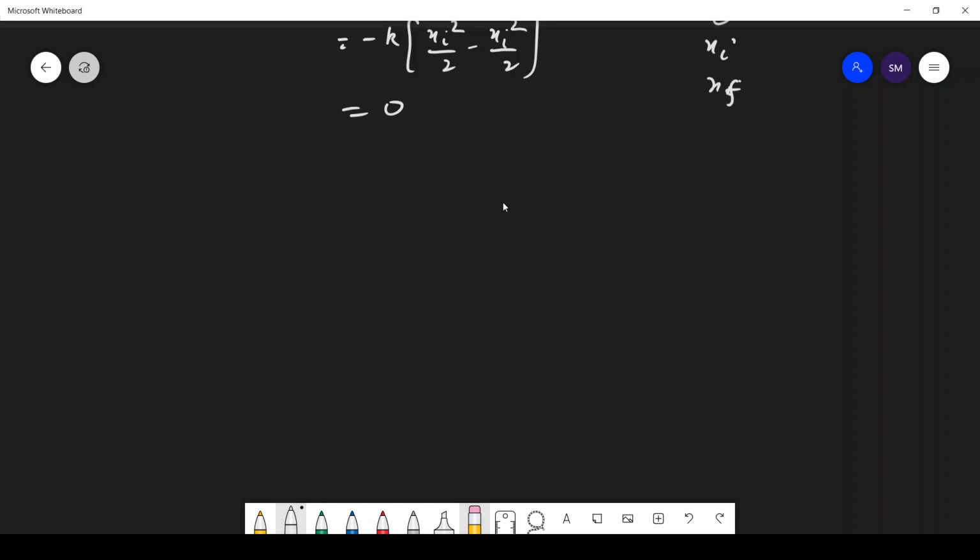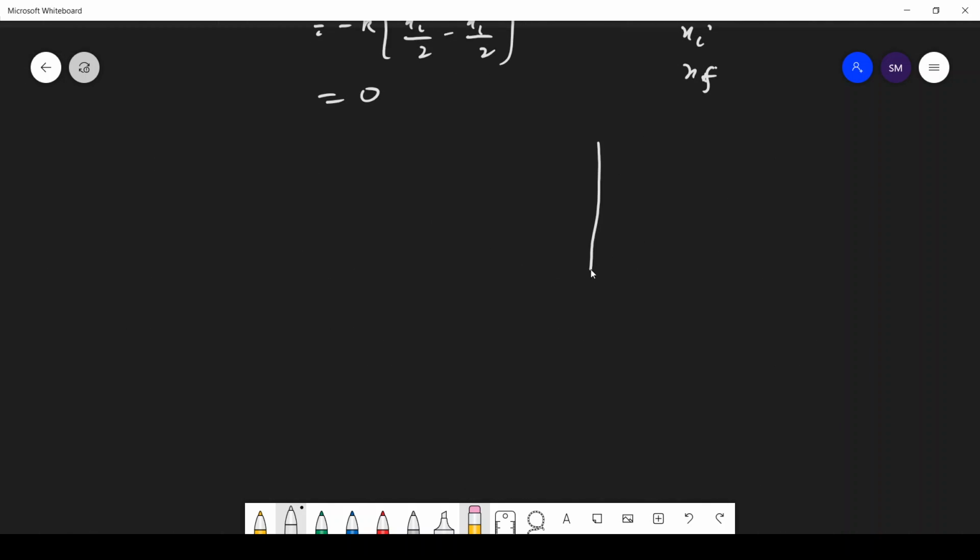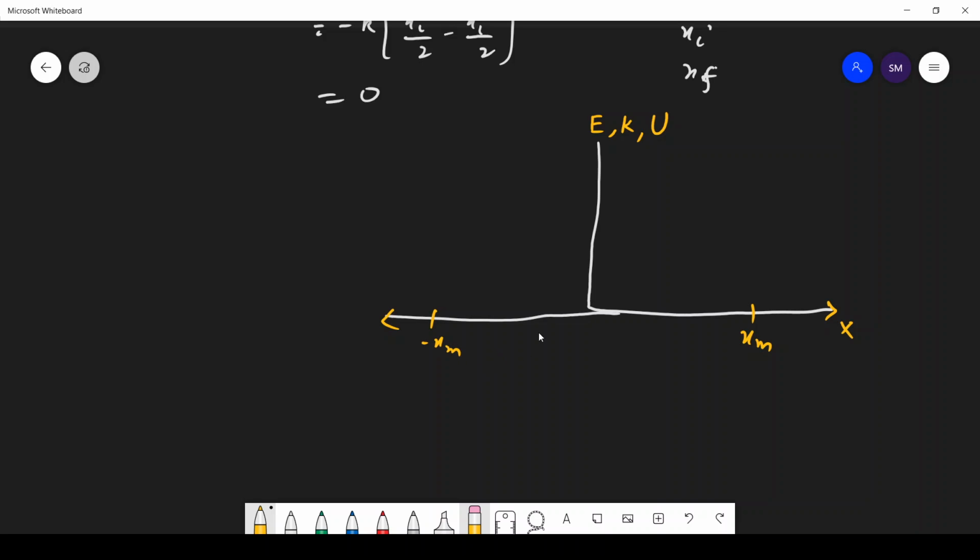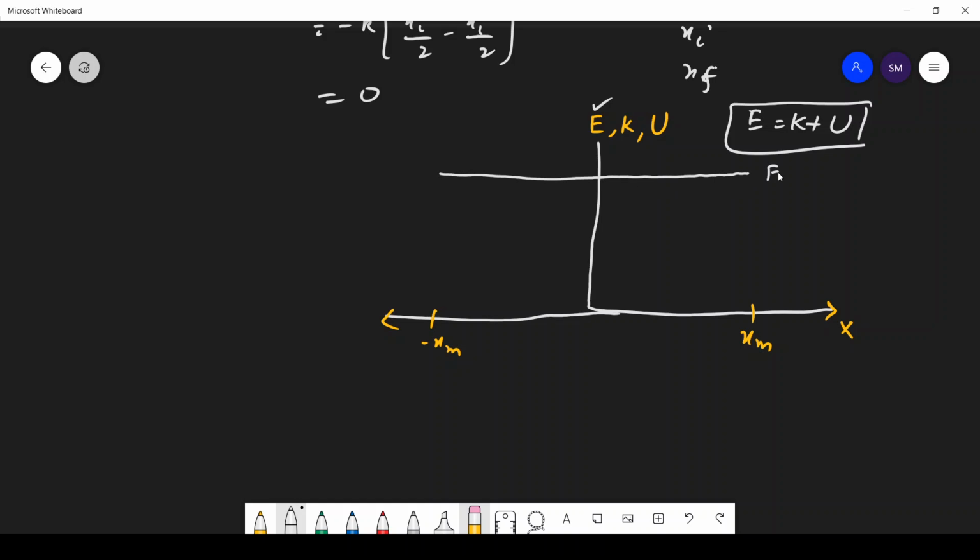So the graph is figure 6.8. This graph has three energies: mechanical energy, kinetic energy, and potential energy. And this is your position, x-axis. So your position was from xm to minus xm. And you know that kinetic energy and potential energy are changing, but for a conservative force their sum will always be the same at all positions. So let this be the curve of mechanical energy, which is constant. So this is the curve of mechanical energy, students, constant at all the positions.